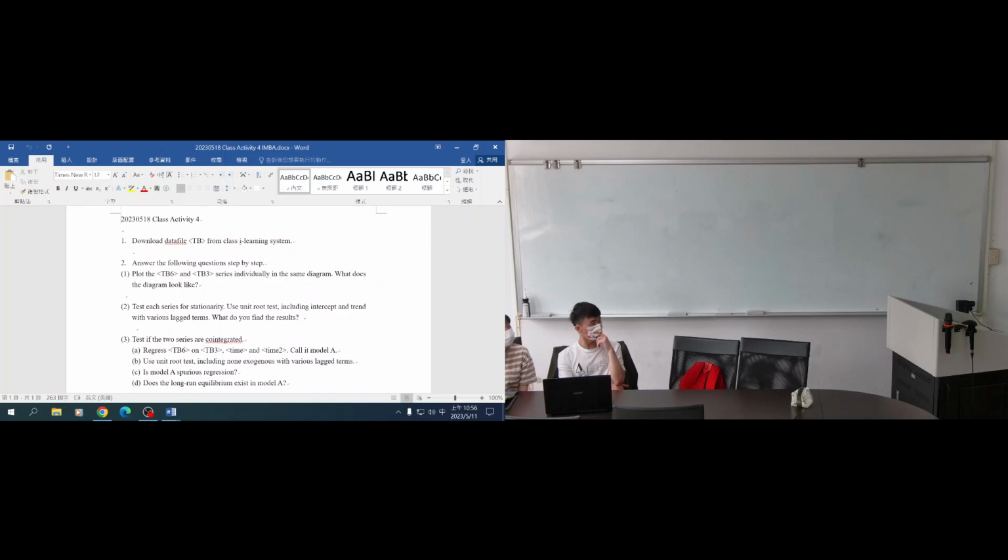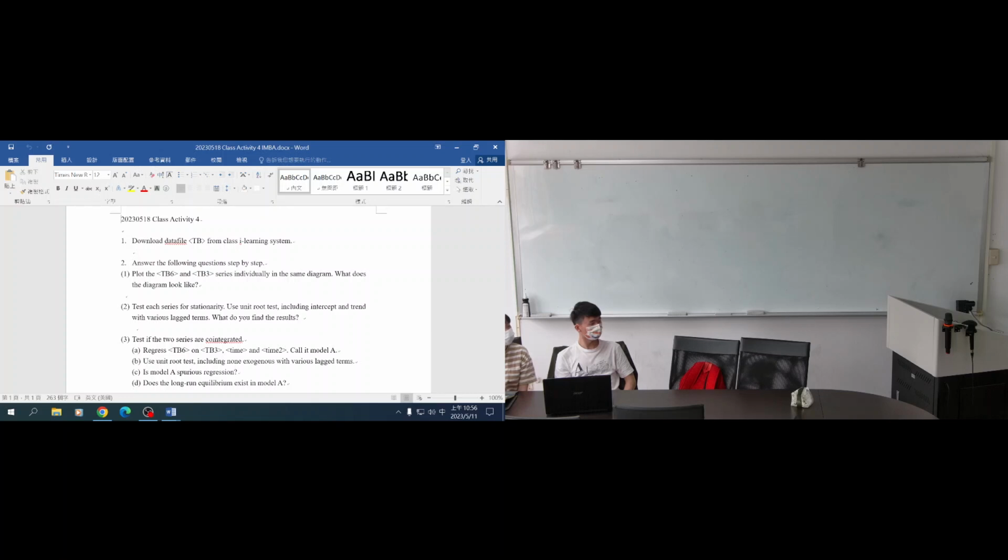So use the unit root test, including intercept and trend, with various lag terms. I mean, you can try several lags. What do you find from this result? Then test if the two series are co-integrated. So regress this one on this one, and the other way around. Call it model A.